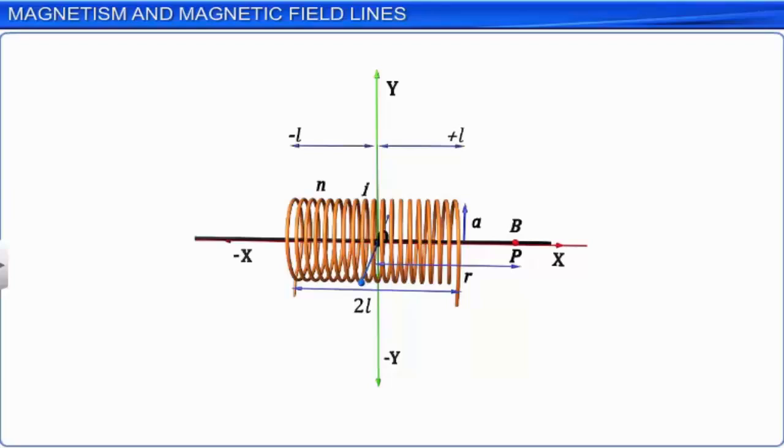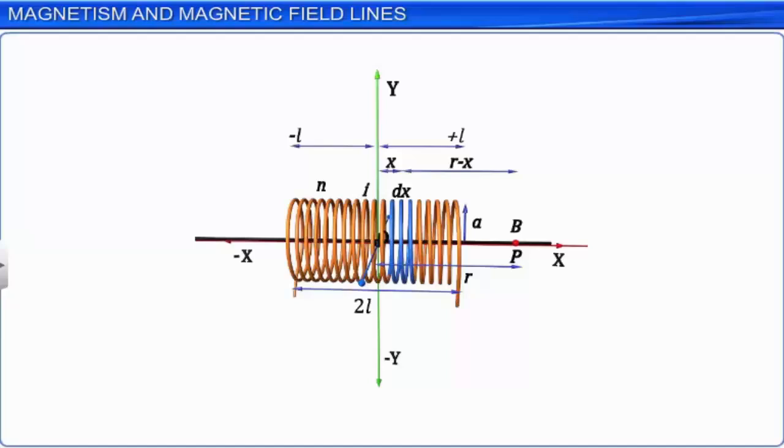To calculate the magnetic field induction B at the point P on the axial line of the solenoid, consider a small element of the solenoid of thickness dx, located at a distance of x from the center of the solenoid. Then the distance of the point P from the small element of the solenoid is r minus x. As n is the number of turns per unit length, the number of turns in the small element of the solenoid is equal to number of turns per unit length into length of the small element of the solenoid. That is equal to n dx.